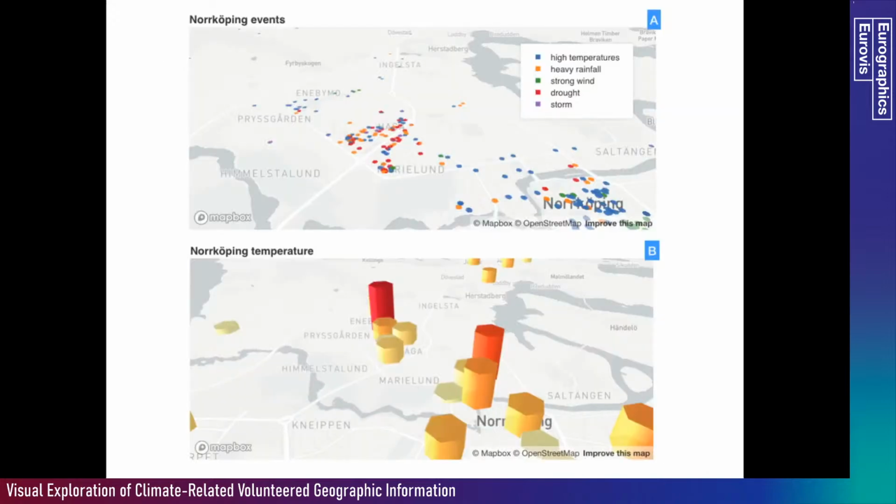A map view displaying the position of the reported weather events, where color represents the type of event. A map view with a hexagon heat map overlay based on the temperature values taken from the Netatmo sensor network. The height and the color of the hexagonal prism correspond to the average temperature in each bin.